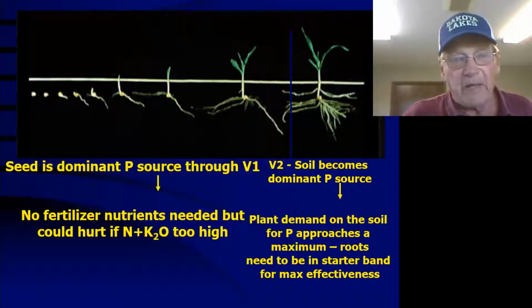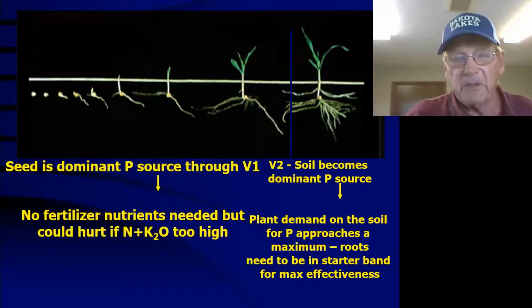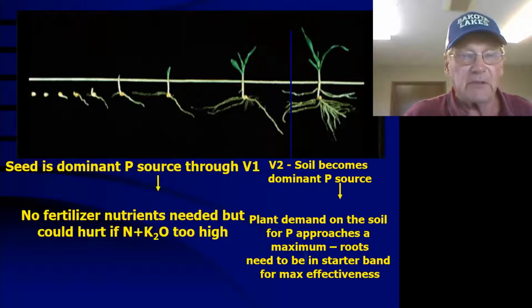We have a group from Iowa coming tomorrow. We're going to take them out, dig up a corn plant and show them that there's really not a lot of roots that go directly down from the seed, they go out. So that's where you want to intercept that fertilizer.